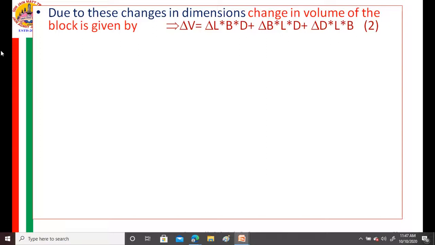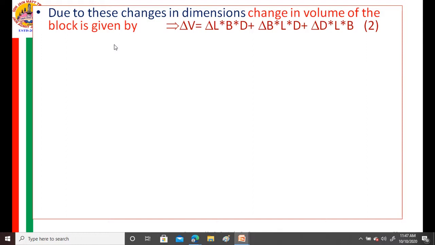What am I doing for that? Due to the changes in dimensions, the change in volume of the block is given by partial differentiation. Have you studied it? The change in volume: volume is a function of L, B, D. Because of change in length, the volume is changing. Because of change in width, the volume is changing. Because of change in depth, the volume is changing. All together will give you the total change in volume.